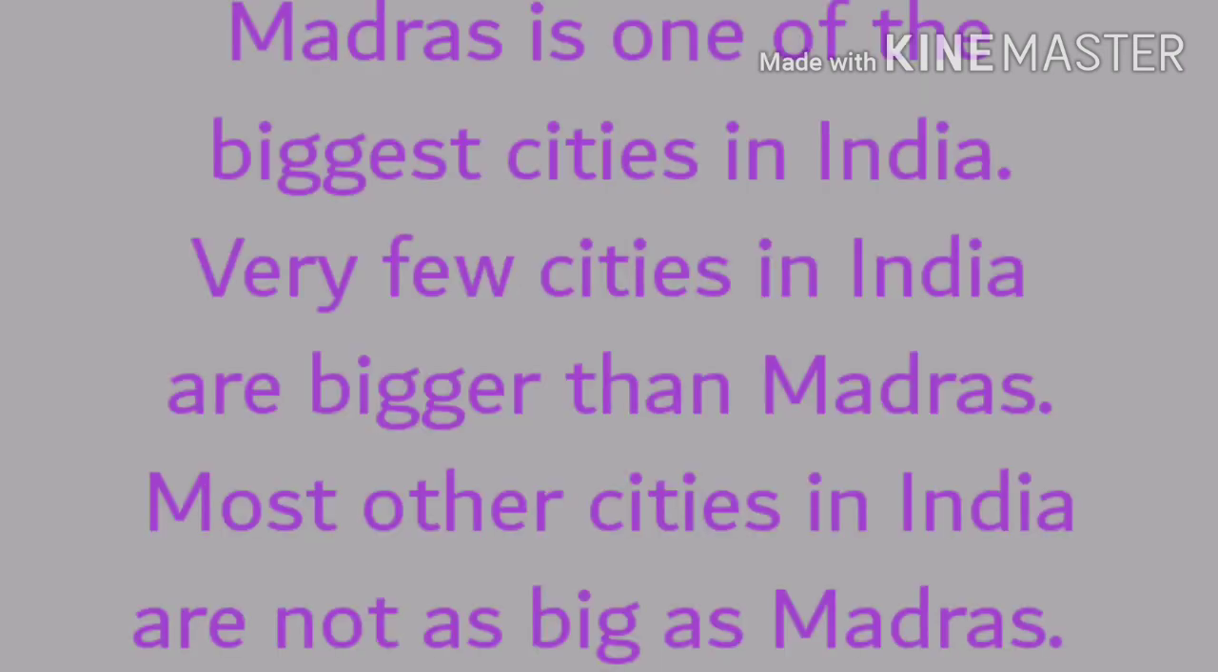Here is another type of sentence. Look at it. Madras is one of the biggest cities in India. One of the biggest cities in India. So far we studied the best, the tallest, the nearest, like that. But here, one of the biggest. Madras is one of the biggest cities in India. So this is in superlative degree. How will you frame its comparative form and positive form?